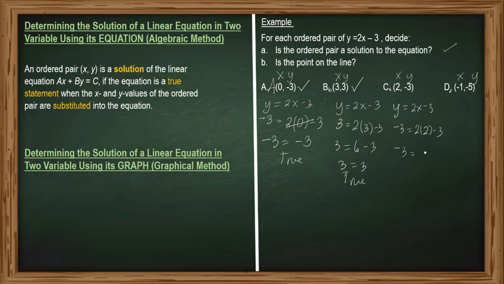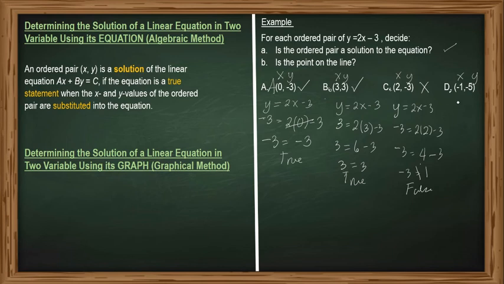We have negative 3 is equal to 2 times 2, which is 4, minus 3. Negative 3 equals 1. This is not a true statement. So, this is not a solution of the given equation.